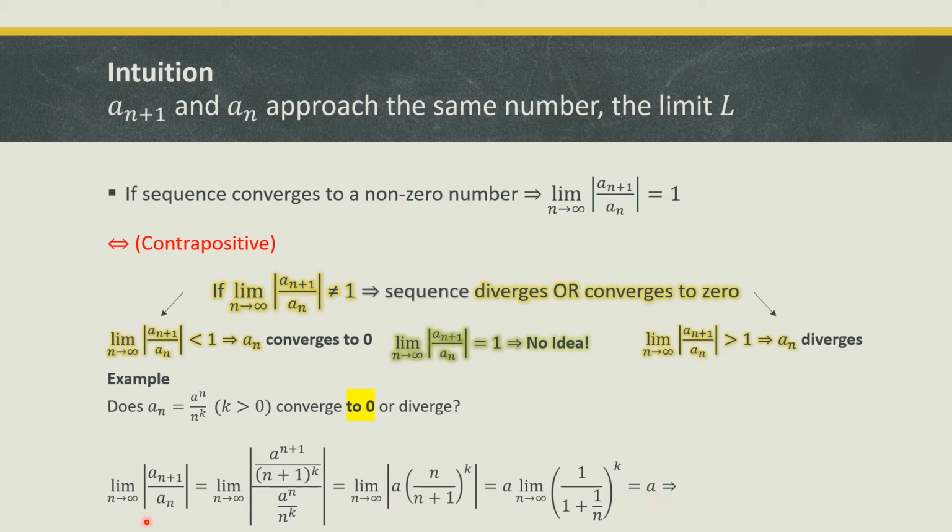And so we are now left to conclude that a determines whether the sequence actually diverges or converges. In fact, we can see that if a is less than 1, meaning this limit is less than 1, we have a sequence that converges to 0. And if a is greater than 1, meaning this limit here is greater than 1, we have a sequence that diverges. And this is a much faster way than using the binomial expansion like we did in the previous videos.